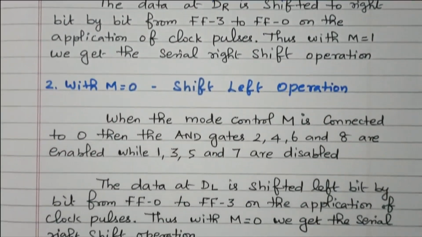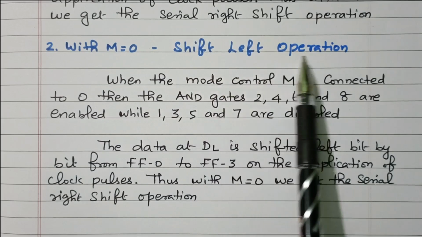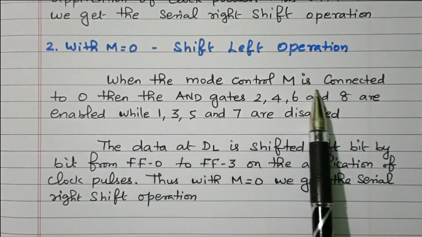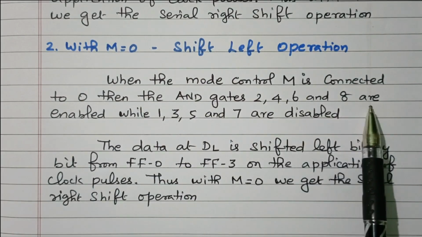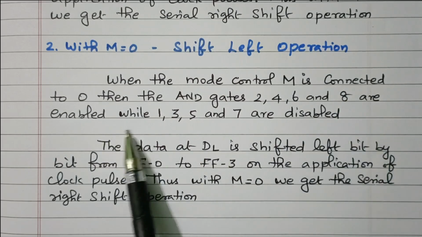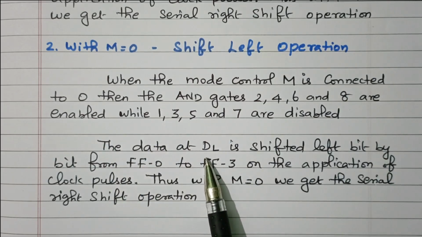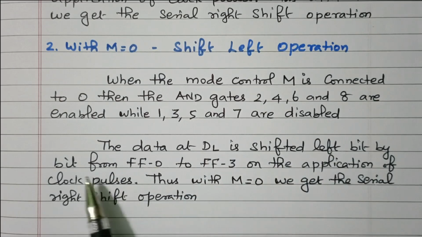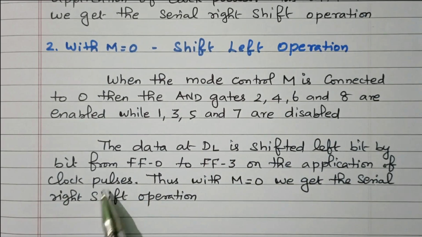Similarly, if M equal to 0, what will happen? If M equal to 0, we can perform shift left operation. When the mode control M is connected to 0, then the AND gates 2, 4, 6 and 8 are enabled due to the NOT gate connected, and 1, 3, 5 and 7 are disabled. Now the data to be shifted left side, DL, is shifted bit by bit from F0 to F3, that is fourth flip-flop to first flip-flop, on the application of clock pulse. Thus, with M equal to 0, we can get the serial left shift operation.